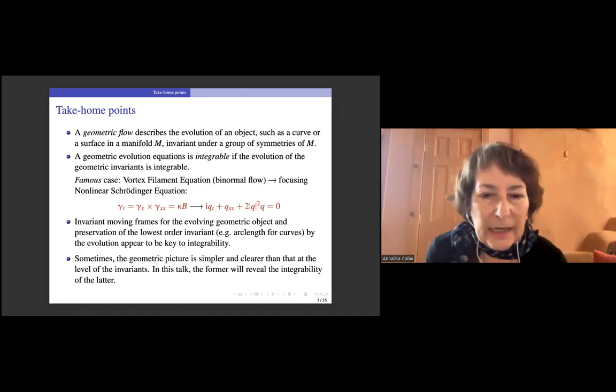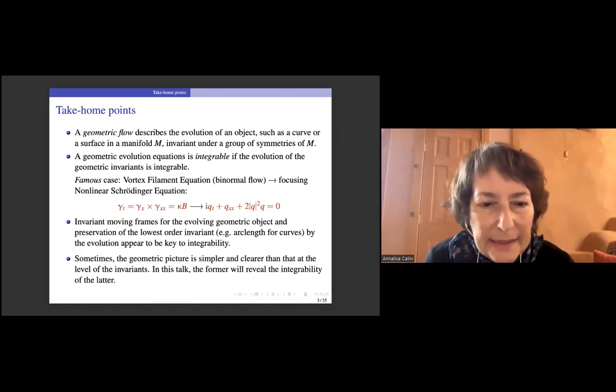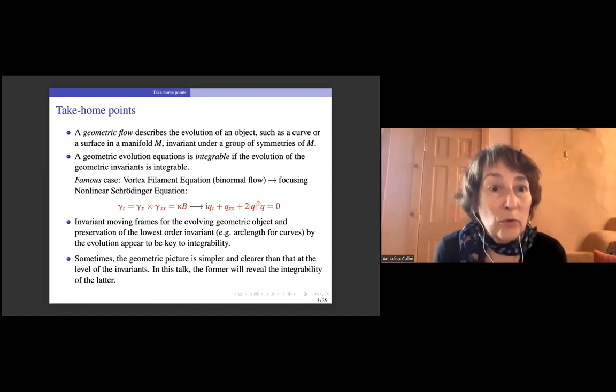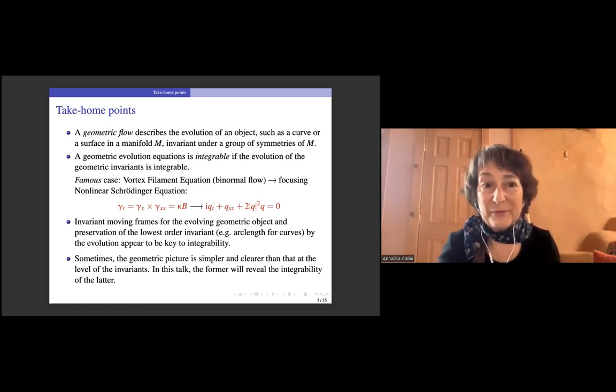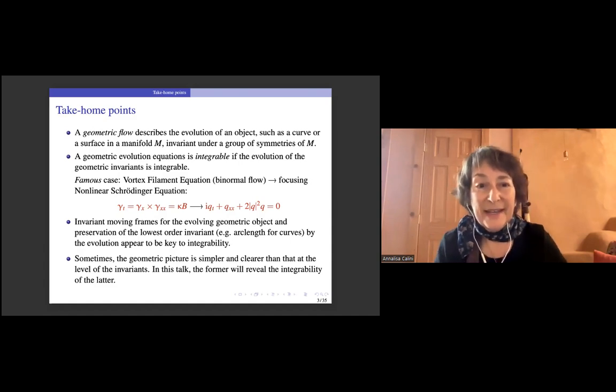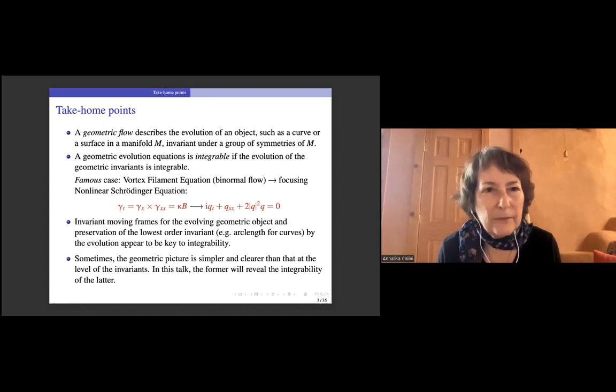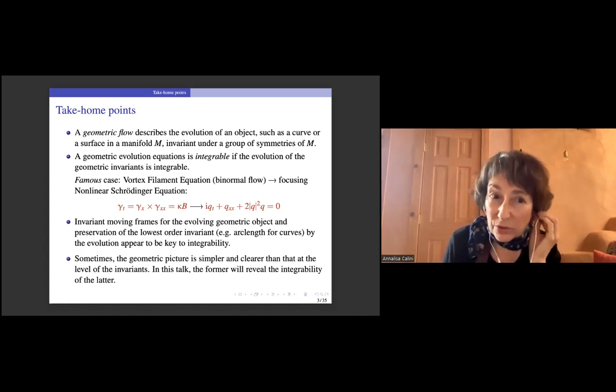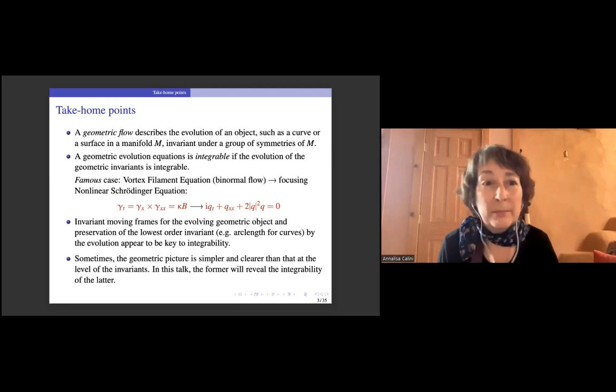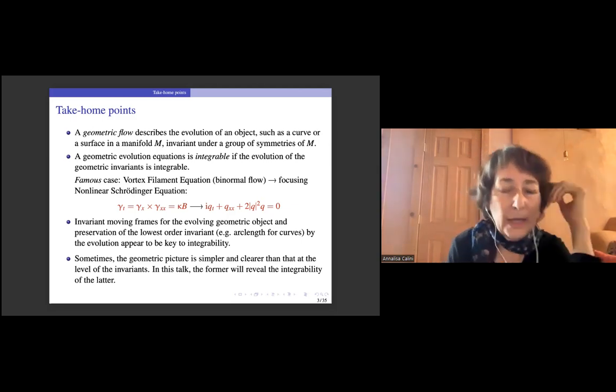Now, another major key point of this talk is the role of invariant moving frames. We'll see a famous one very soon, the Frenet frame, and it plays a key role in the integrability of the geometric flow, together very often with the preservation of the lowest order geometric invariant, for example, arc length.